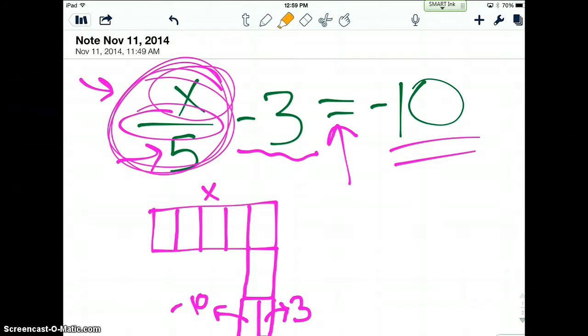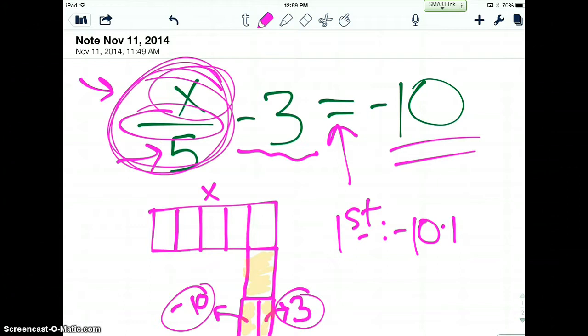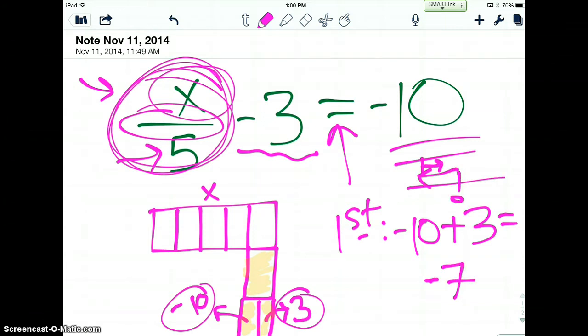Well, I could figure out how much this one chunk is worth because I know this much is negative 10 and I know this much is 3. So what would I do with negative 10 and 3? My first step would be to add those together. On the number line, I'm going negative 10, adding 3, turning around. So I'm really subtracting them and getting 7, but it landed in the negative, so negative 7. So I know that this one chunk is worth negative 7.